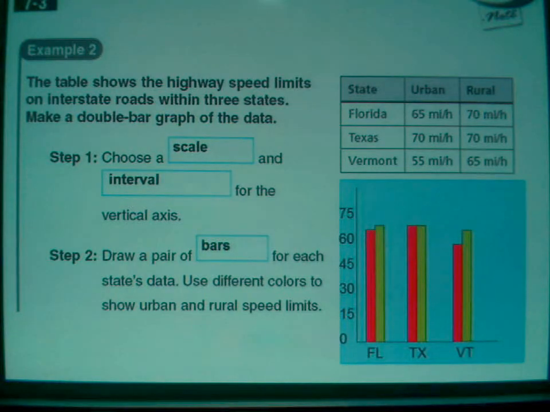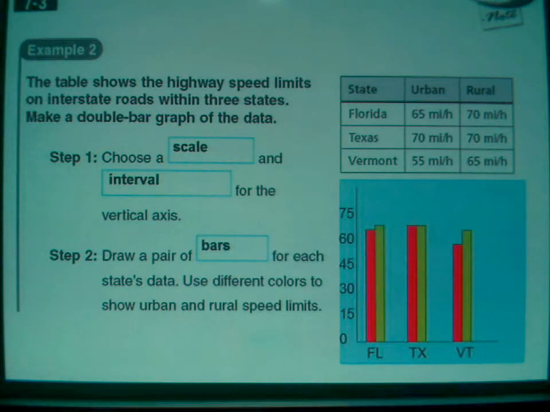Now, what we're making here is a double bar graph. So you're going to have one set of bars that represents the urban numbers and another set of bars that represents the rural numbers. And as you can see, what we've done here in this graph is that the red bars represent the urban numbers and the green bars represent the rural numbers. In other words, the bar that's on the left for each state represents urban, and the bar that's on the right for each state represents rural.